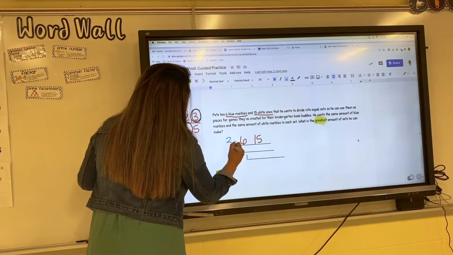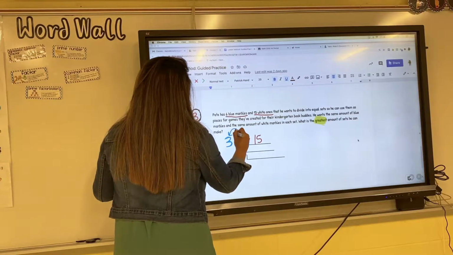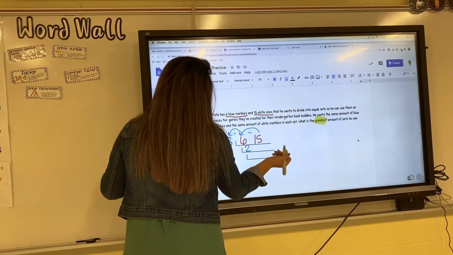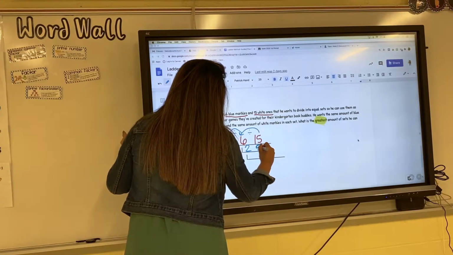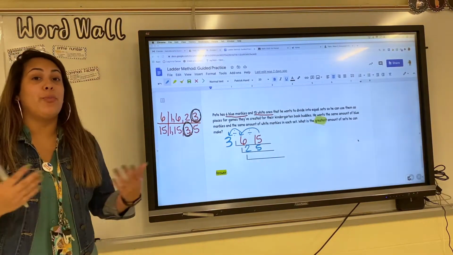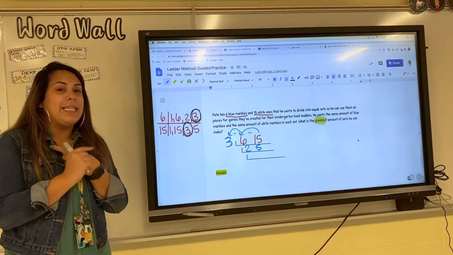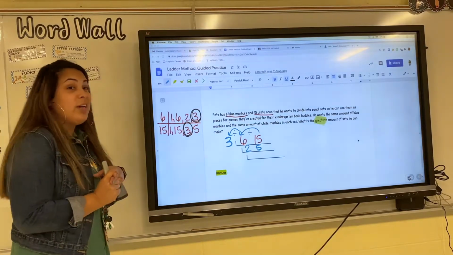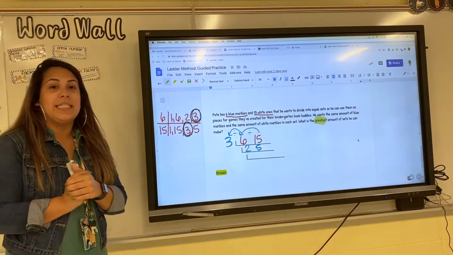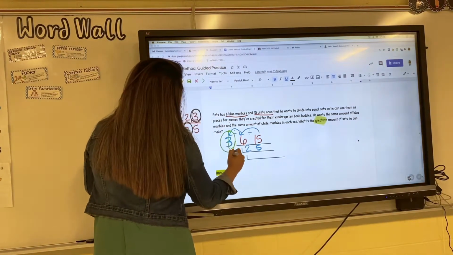So I'm going to write 3 on the outside and then factor it out by dividing. So 6 divided by 3 is 2. 15 divided by 3 is 5. 2 and 5 are both prime numbers, so that means they can only be divided by 1 and the number itself. So we're done factoring out. So what is our greatest common factor of 6 and 15?